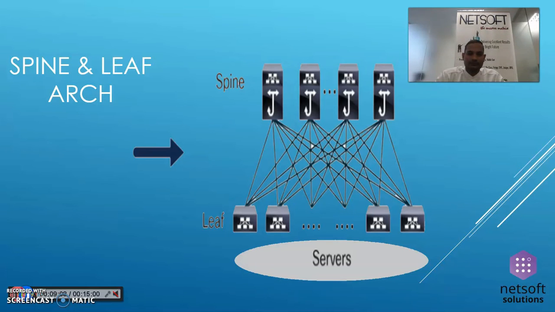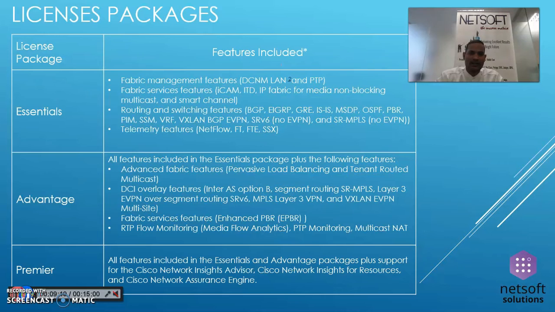So next, going to our next slide, that is the licensing packages. What are the different kinds of licenses we have? There are 3 types of licenses: one is Essential, the second one is Advantage, and the third one is Premier. The Essential license covers your basic fabric management features, your routing and switching features, and your telemetry features.